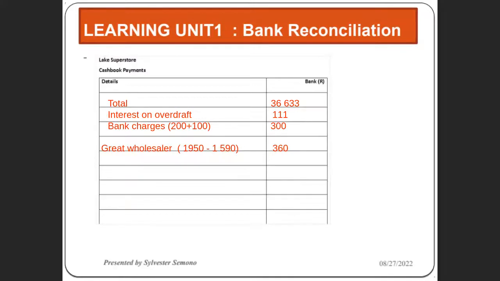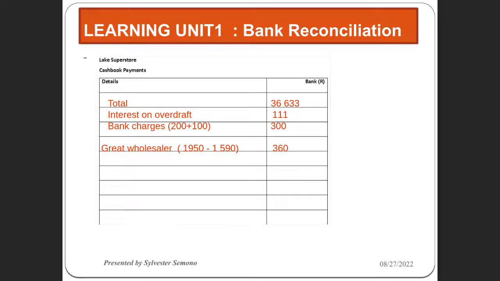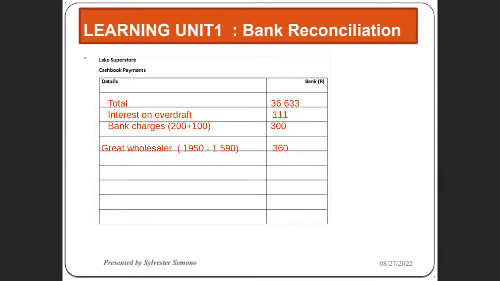So this is how, can you see now? If you have got space, maybe you should have said correction of error in brackets, but it doesn't matter. As long as you wrote this and then we put the amount here, I will understand that you mean correction of error. So I don't have to write it like this, with the amounts 1950 minus 1590. I can just write Great Wholesalers underpaid. Yes, you can write anything like that, and then you put the 360.